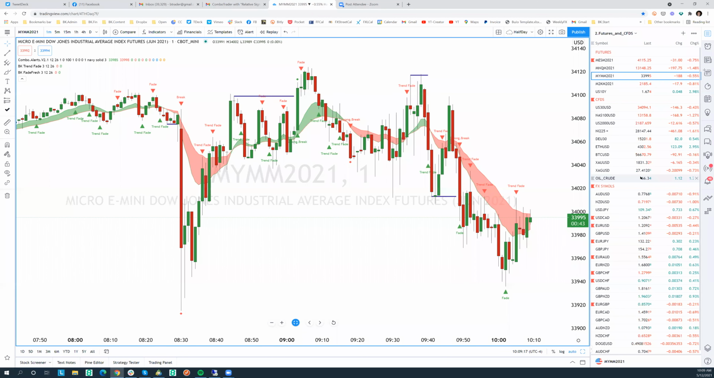Okay, wait, sorry, I missed it. This did not break the high, so we don't have a trend breakout. Move on. Okay, never mind.